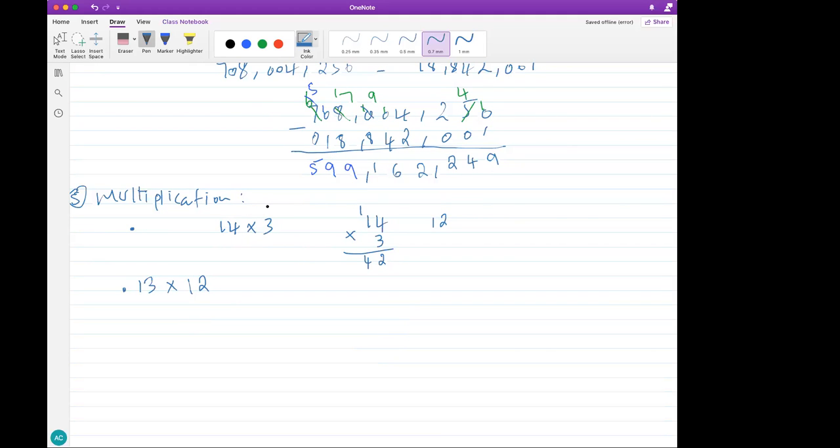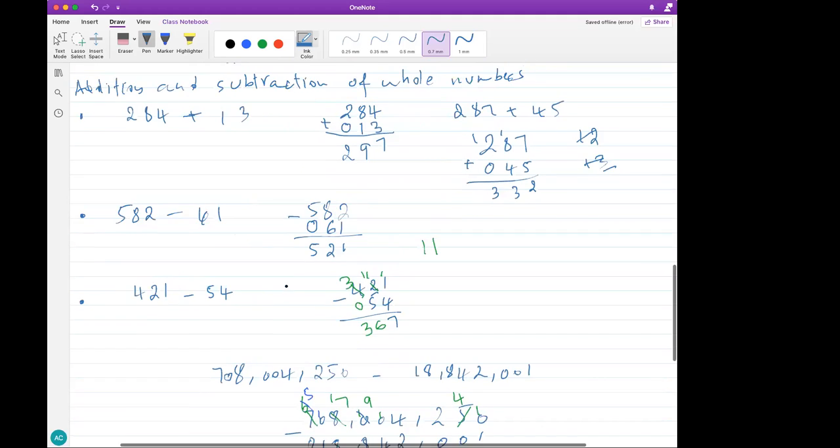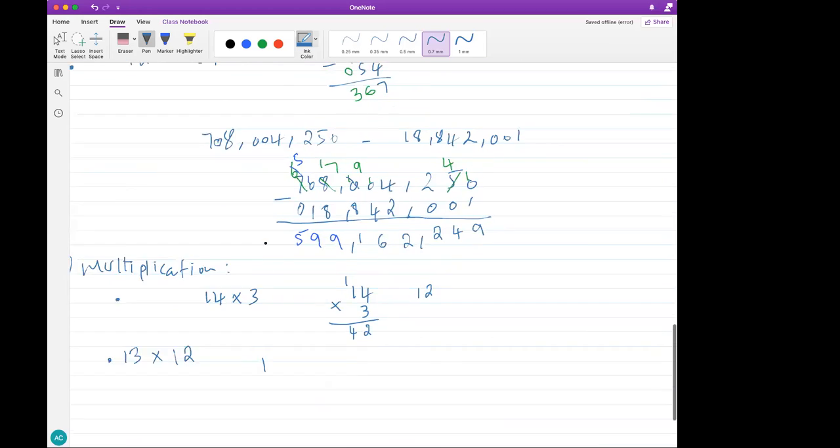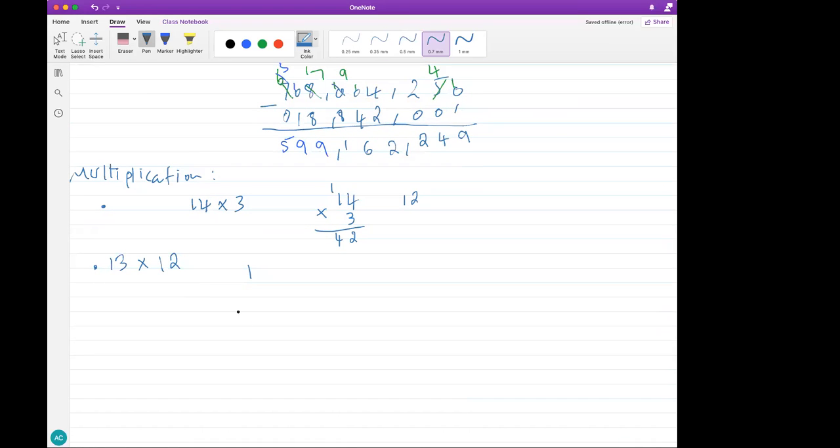Here we have 2 digits times 2 digits. This one is a bit more interesting. What happens? So 13 times 12. I'm going to give you the idea first. So we're going to take this 2, multiply both of these by 3 and 1.